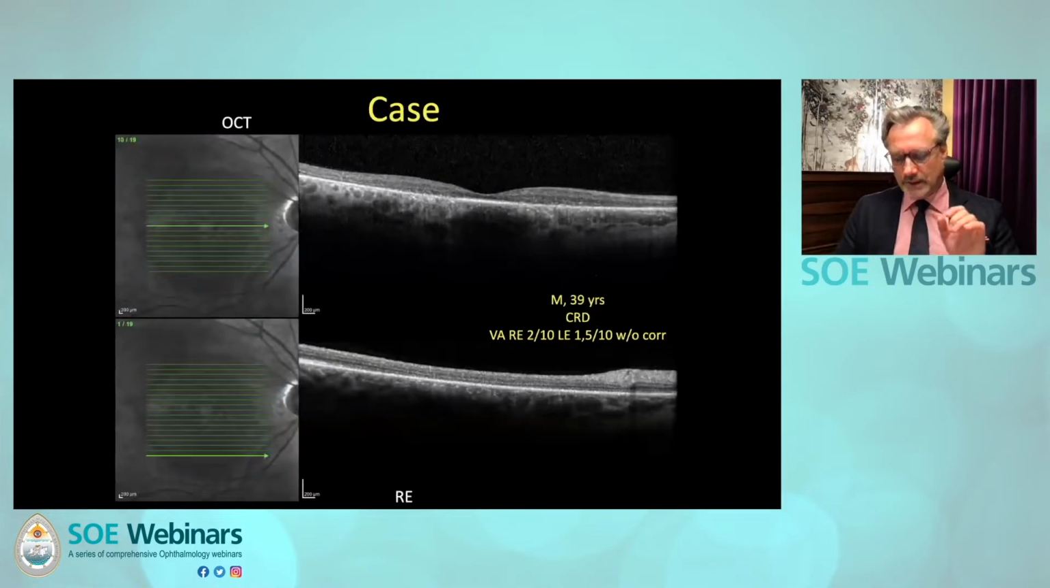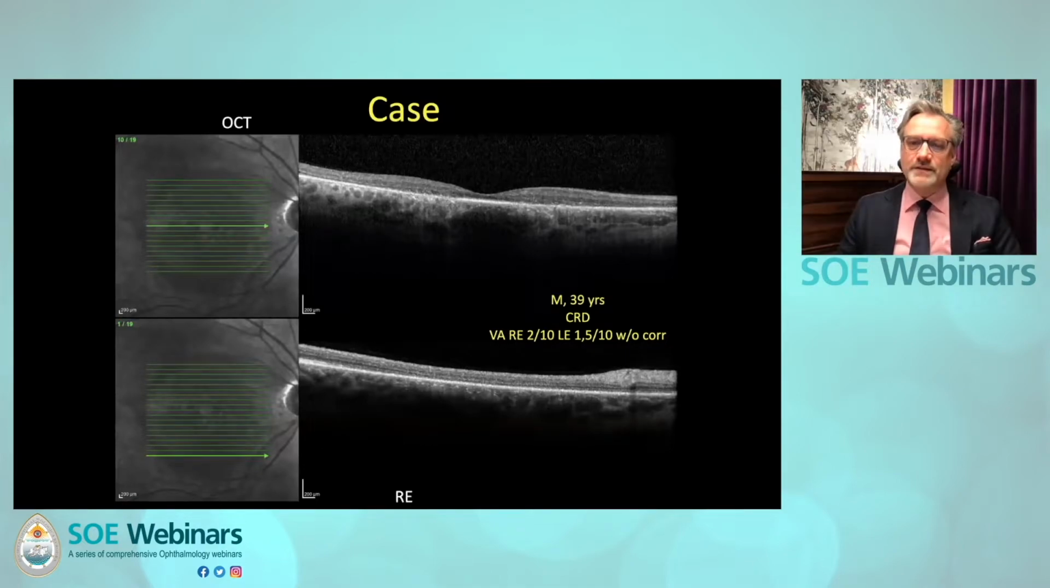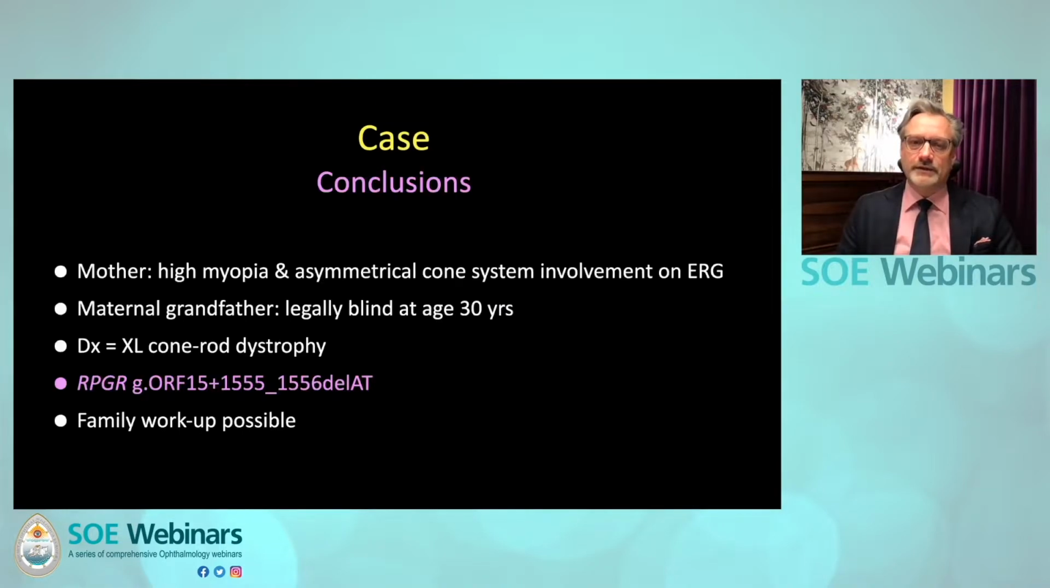If you look at the ERG, you can see on the top right-hand side of the traces that the cone-specific responses, the single flash and the 30 Hertz flicker, are the most affected. This is a gentleman with a central lesion, central visual loss, but he has cone involvement throughout the retina. Here you can see the center is devoid of many of the photoreceptors that you would normally like to see present. He's proven to be X-linked cone dystrophy, RPGR mutation, and proves the case, basically.